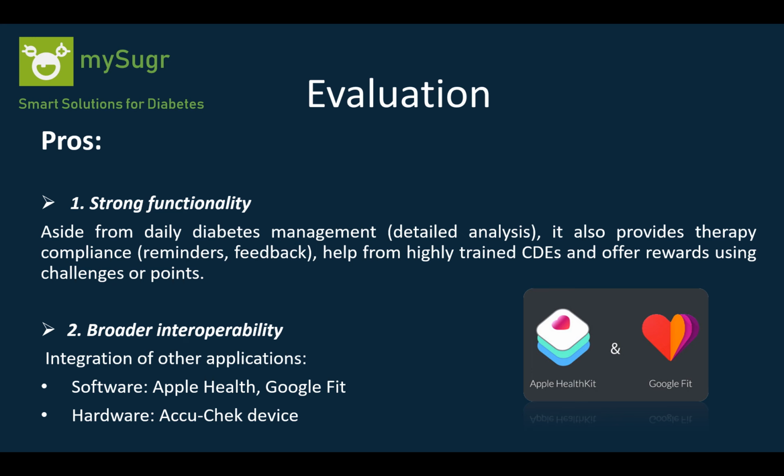Secondly, the mySugr app has broader interoperability. As a mobile application, it not only links to the human, but also has the capability of linking other software and outside hardware. Take Apple Health as an example. It could synchronize the activity data, nutrition data, heart rate, and health records from Apple Health. In addition, the mySugr company also offers a health package, including an auto-check hardware device to leverage its integration ability.